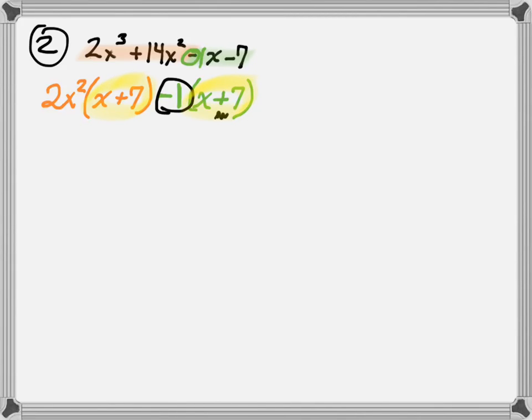I can write them down. Now write down my parenthesis once: x plus 7. I pretend like that doesn't exist, and I write down everything else: 2x squared minus 1. Can I take the square root of either of those two pieces? And the answer is no. So that is my answer.